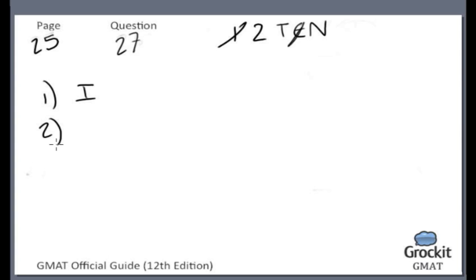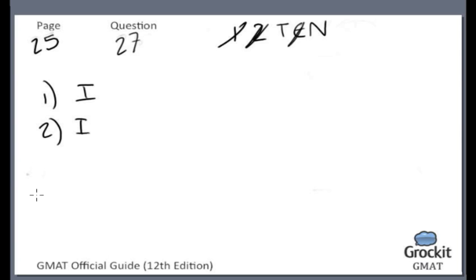Statement two, again on its own, tells us that Wanda was charged 50 cents more for the first minute of the telephone call than for each minute after the first. Now, of course, that allows for a number of different rates, and it also tells us nothing about the total cost of the telephone call. So statement 2 on its own also cannot be remotely sufficient. We're missing a lot of information, so we can cross off statement 2 from our possibilities.